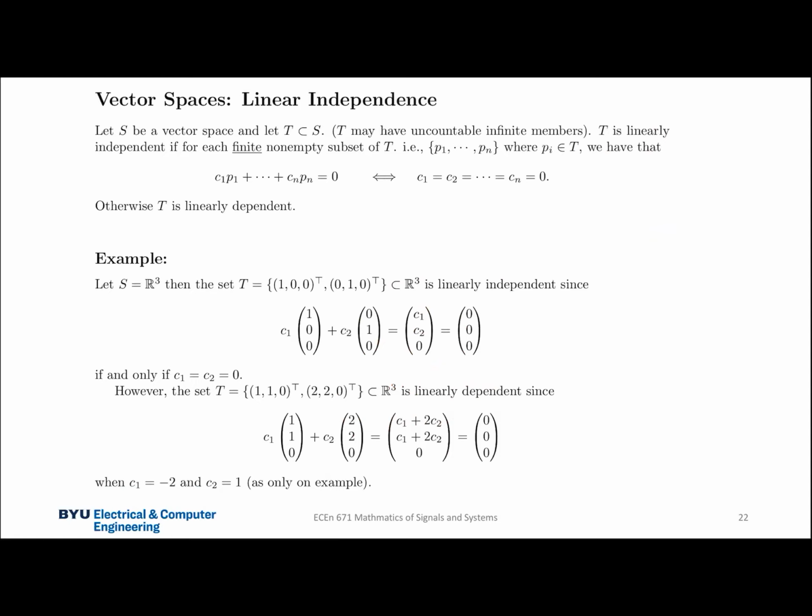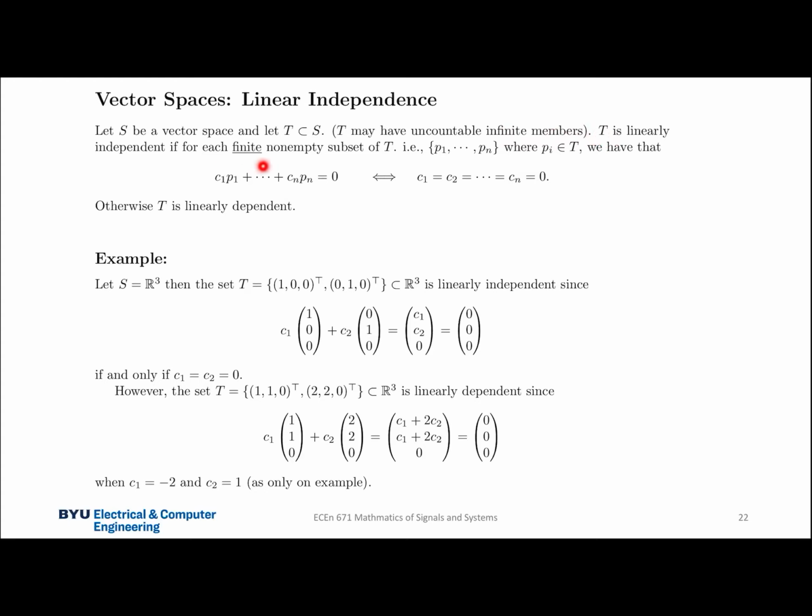Okay, one of the most important concepts with a vector space is this notion of linear independence. So, what is that? Let S be a vector space, and now let T be a subset of S. That's what this means: it's part of S, but not all of it. So T is a subset of S, and T may be a countable, or even infinite, or maybe even uncountable set.